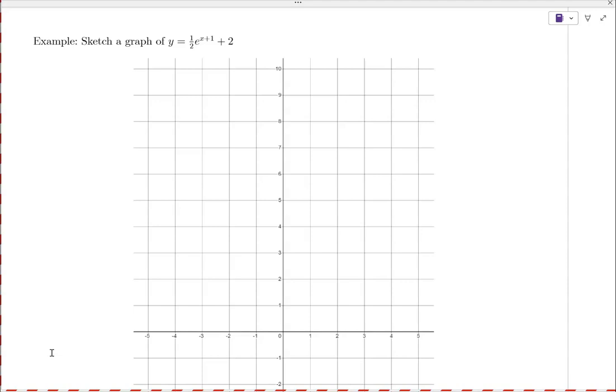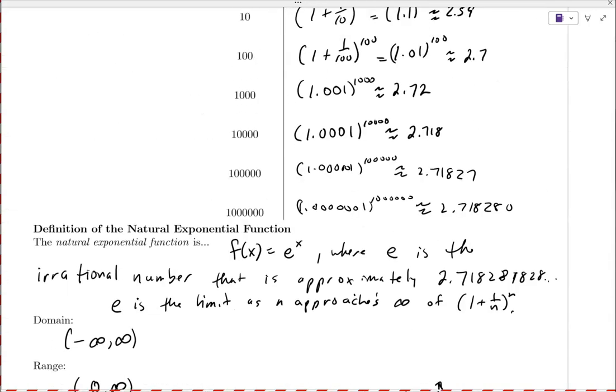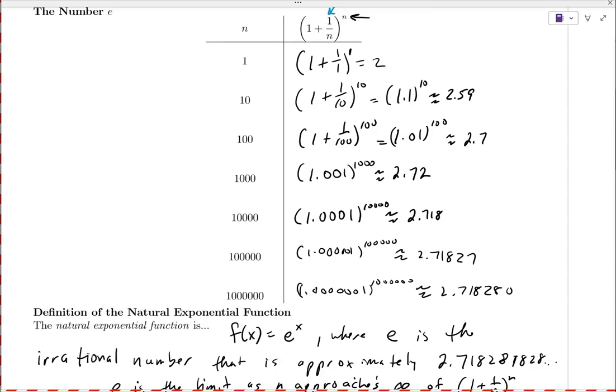Let's continue on with our discussion of exponential functions, and in particular, the natural exponential function. Remember we talked about this right before break, where we did all those computations at the beginning, letting our n value get larger and larger, and noticing that even though the numbers are getting bigger and bigger, they are getting closer and closer to some value. That value is what we refer to as e.